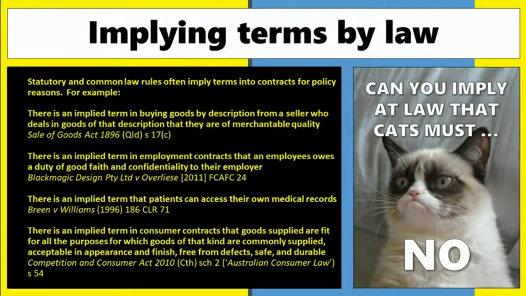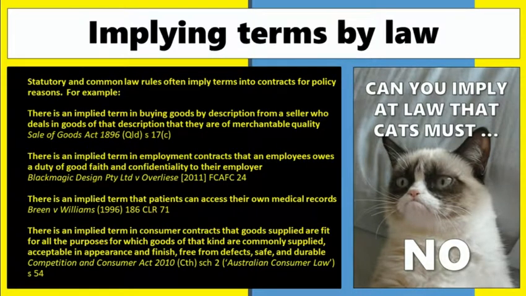Now, the first area to look at in implied terms are those that are implied by law. There are quite a few of these. The common law and statute dictate that when you form certain types of contract, for policy reasons, those contracts must have certain clauses incorporated in them, even though the parties would never have negotiated these particular things, and sometimes neither party would actually want it.